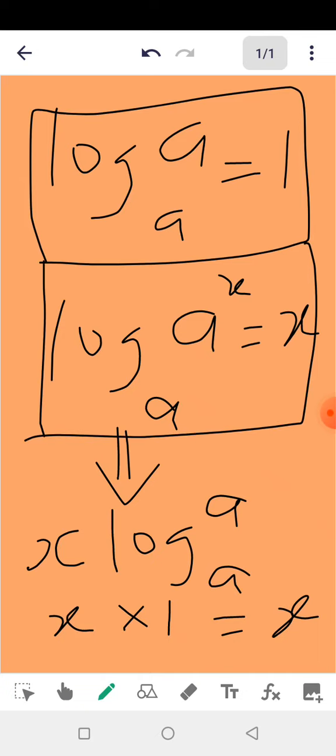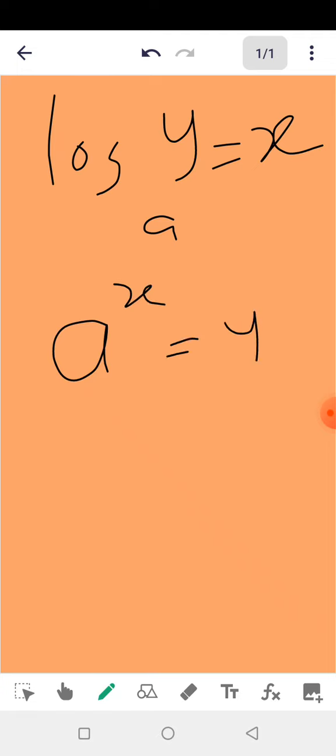So we have addressed two rules. Thirdly, it is important to know that logarithm and indices have a direct relationship, and the relationship is this. If we have log y base a is equal to x, this whole thing can be written as a raised to power x is equal to y. So that is it, just three rules that I want to address in logarithm. Once you perfect these three rules, you can simplify logarithmic expressions very, very easily.